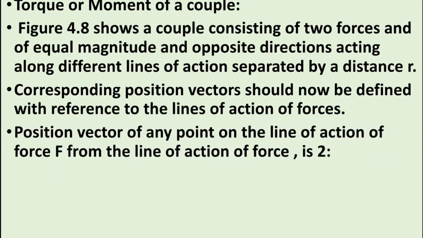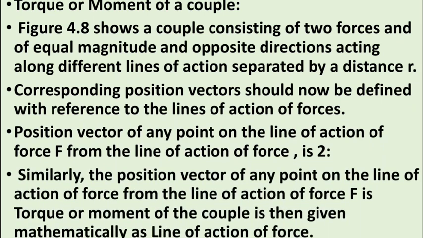Position vector of any point on the line of action of force F from the line of action of force minus F is r1. Similarly, the position vector of any point on the line of action of force minus F from the line of action of force F is r2. The torque or moment of the couple is then given mathematically as follows.